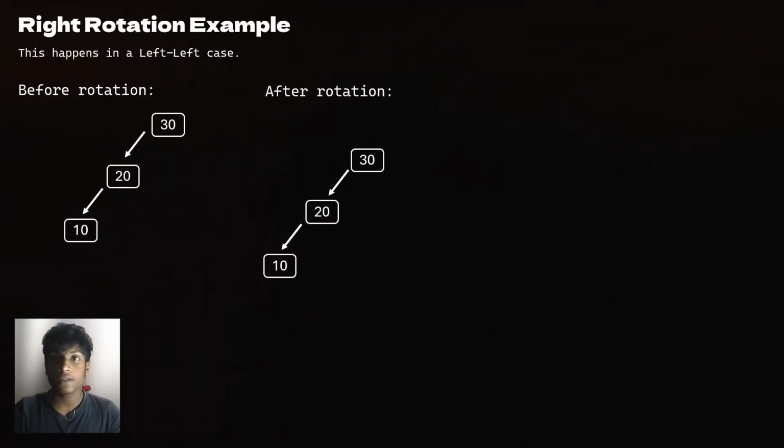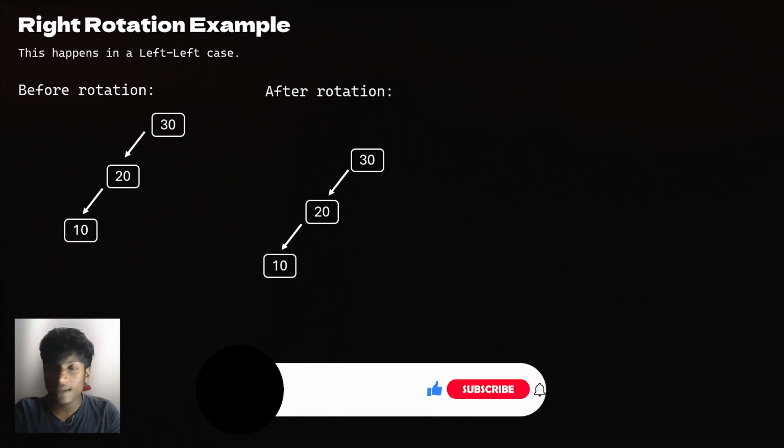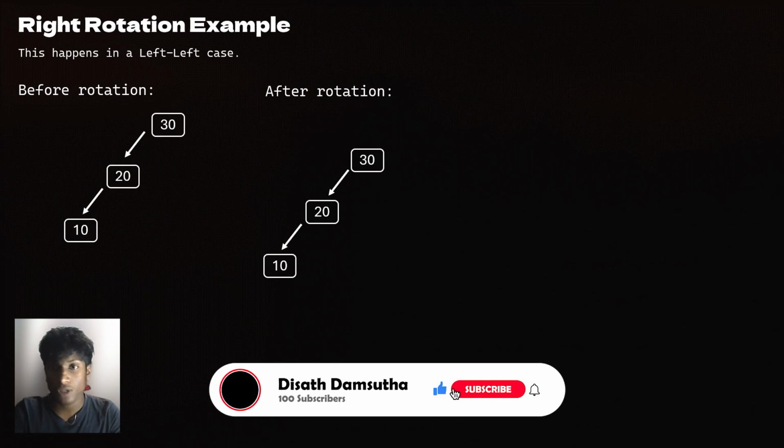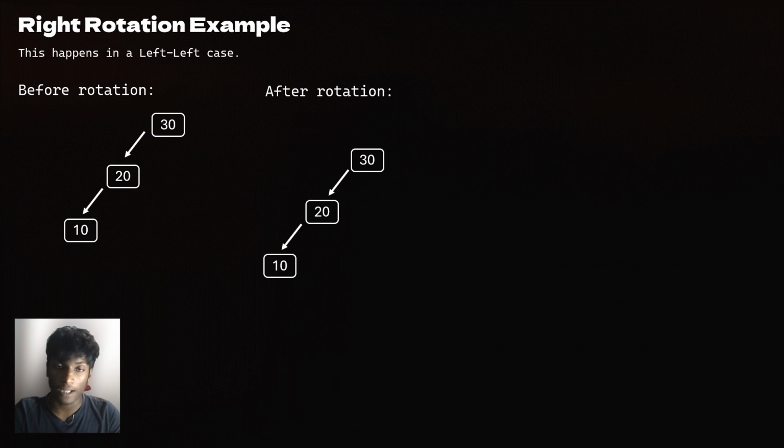Now I will explain the right rotation in AVL trees. The rotation is used in a left-left case where the tree becomes unbalanced by growing too much on the left side of a node. Let's look at the example before rotation. We have 30 as the root node, 20 is the left child of 30, and 10 is the left child of 20. So, the tree looks like a straight line on the left side, which makes it unbalanced.